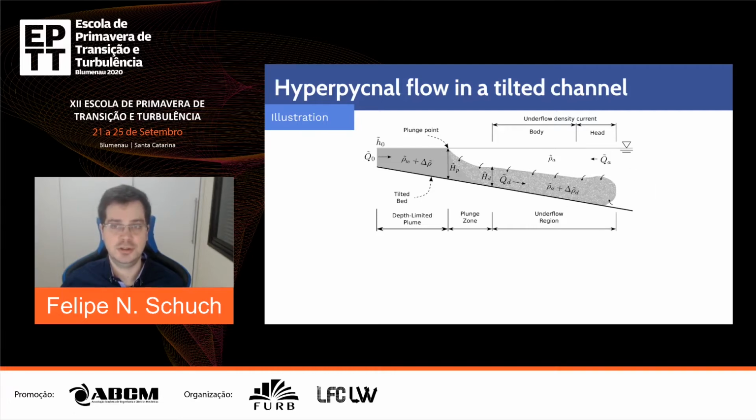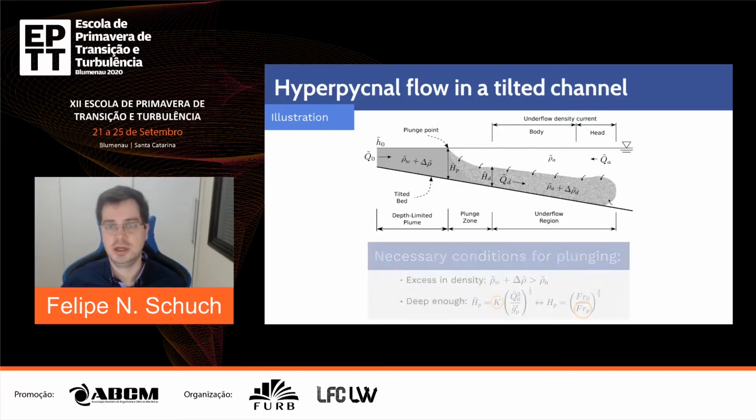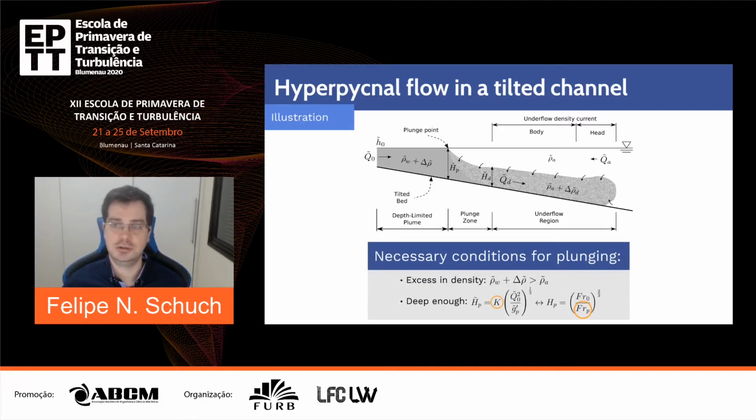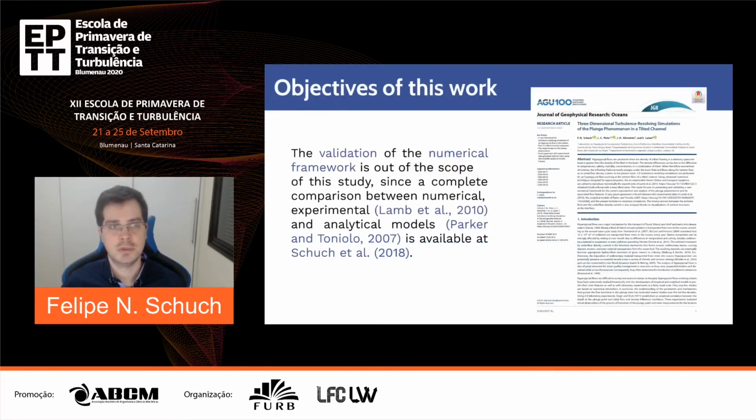And there are two necessary conditions for the plunge to happen. Firstly, the influx must be denser than the ambient, and secondly, the channel must be deep enough in order to collapse the flow. The validation of the numerical framework is out of the scope of this study.